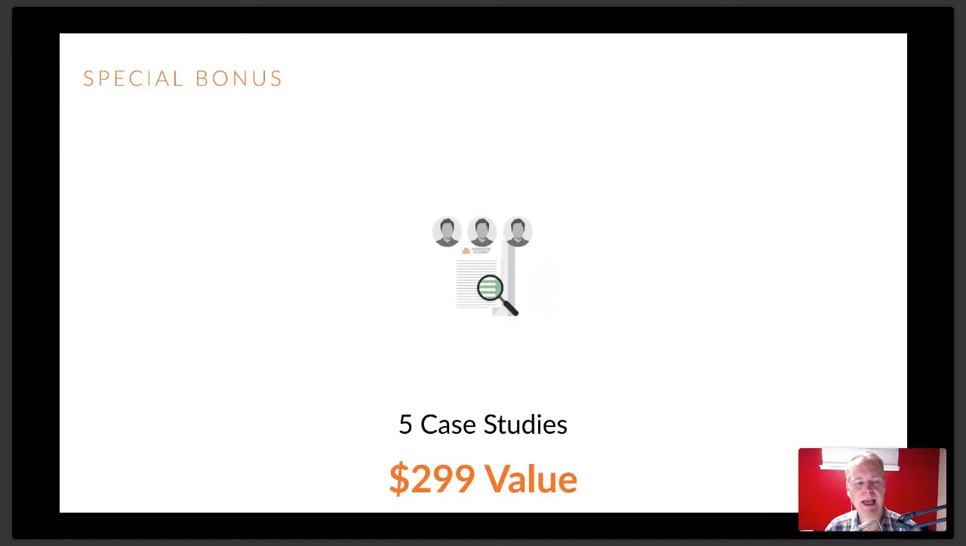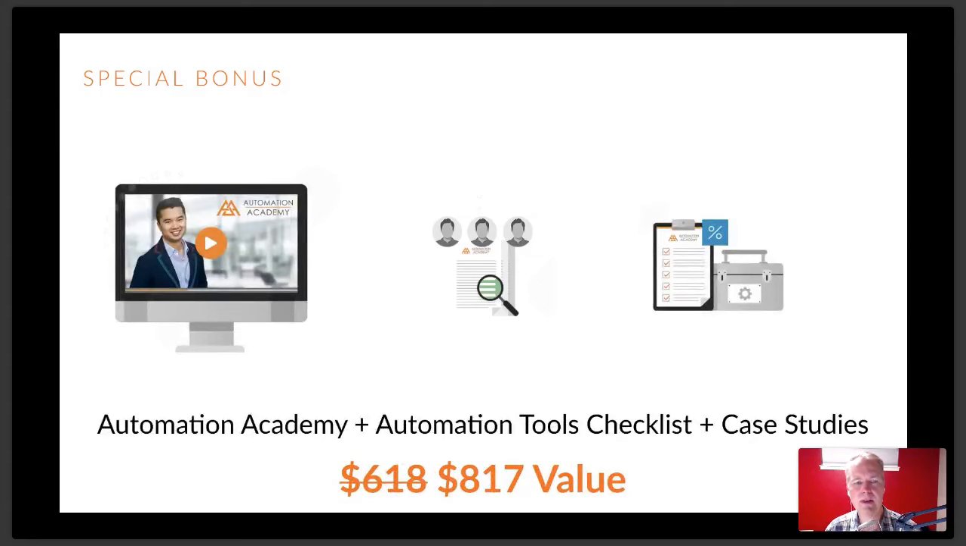There's also 5 case studies. So we're going to show you how 5 different people use automation in their life, go through their workflows, the tools they use, so you can see other real world examples of people and exactly how they automate things and save hours a week. And putting that all together, that's a $299 value. So bringing that together, the 3 bonuses, that's an $817 value altogether.